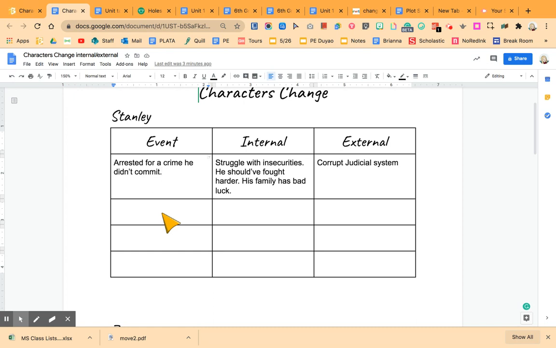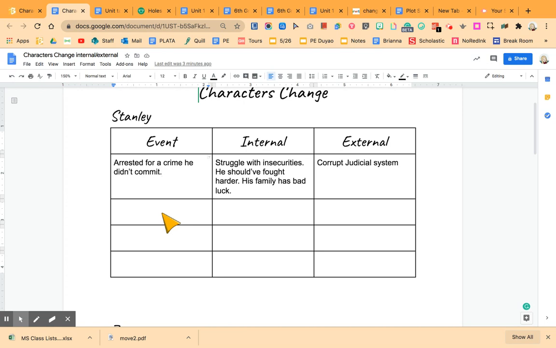And the internal struggle of that is he most likely felt like he should have fought harder in that situation. He didn't have proper help in doing that with a proper attorney, and if he would have had that, he could have fought harder. His family has bad luck. That seems something like he internalizes constantly, like he feels like he can't be more than that.